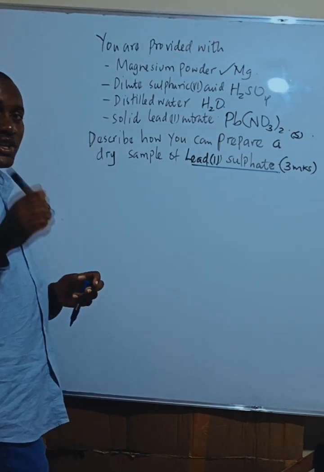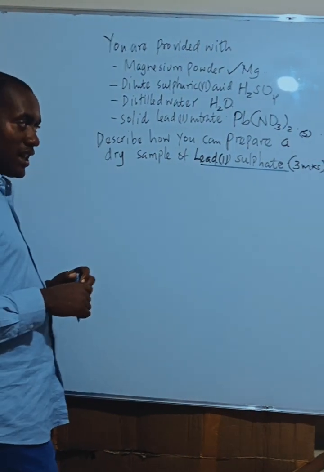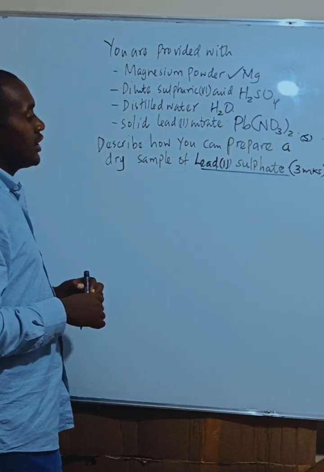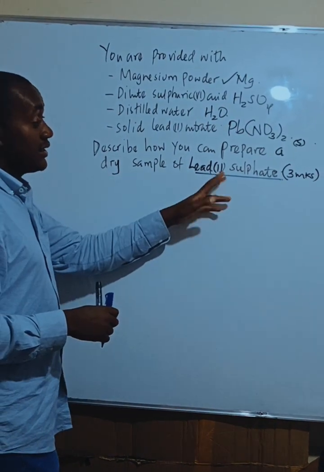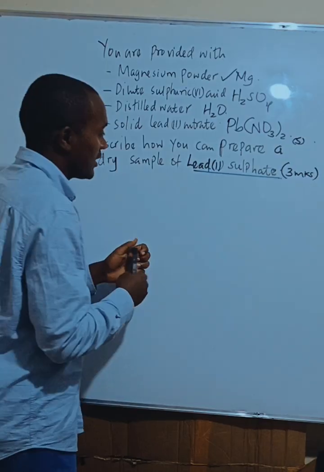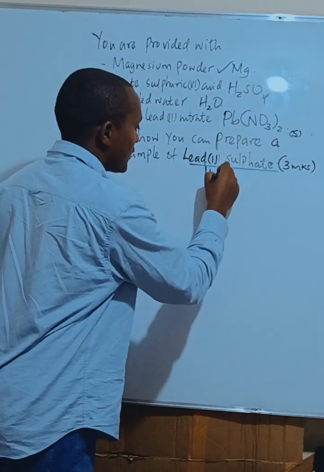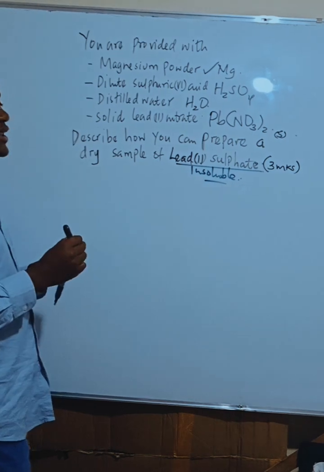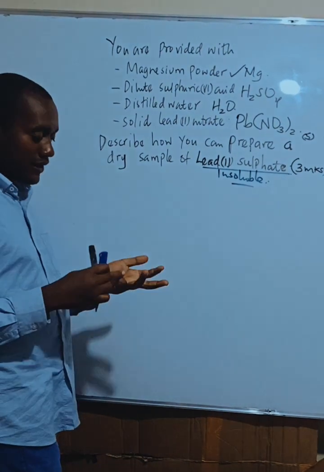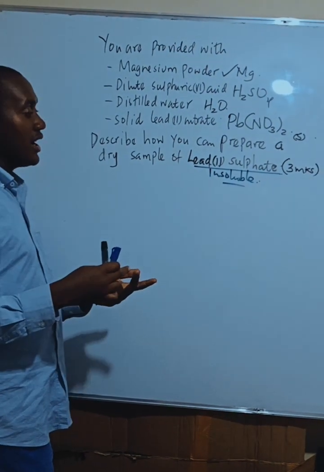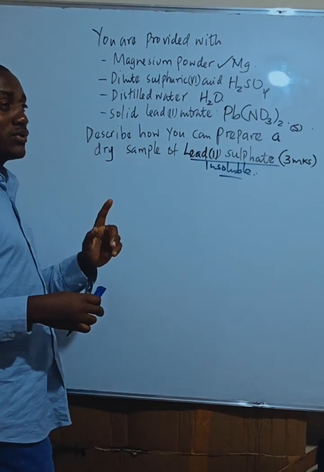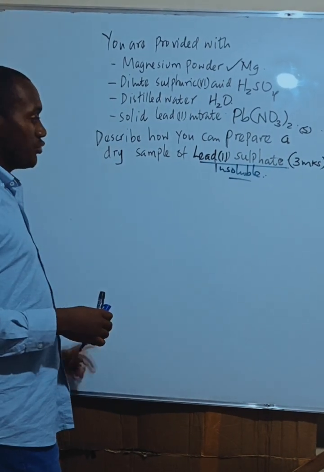So the question you ask yourself is, is this salt soluble or insoluble? From my knowledge, all sulfates are soluble except lead sulfate, barium sulfate, and calcium sulfate. So this is an insoluble salt, and we're going to use the precipitation method to prepare it.